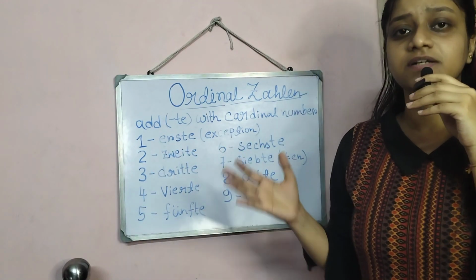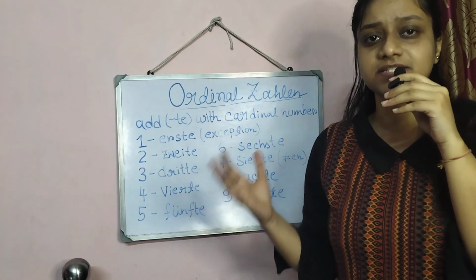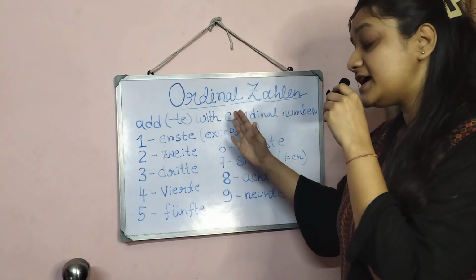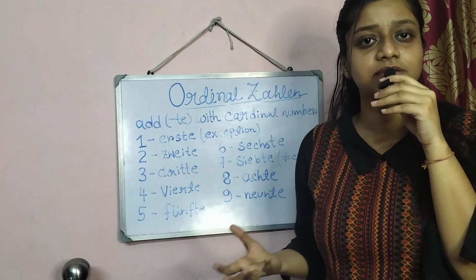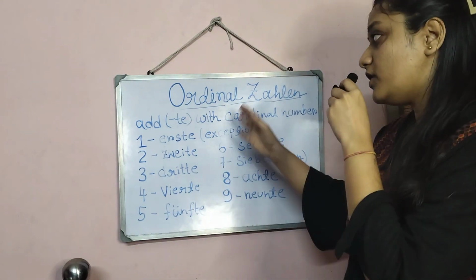When we use or when we say the dates in German, we use ordinal Zahlen, and for positions like first position, second position, then we use ordinal Zahlen.